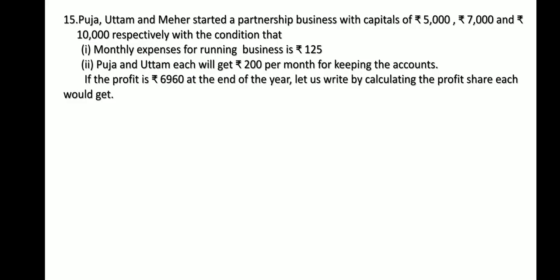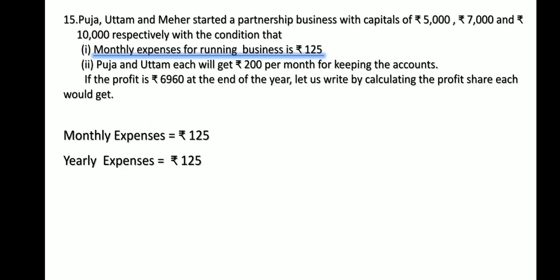So Pooja, Uttam and Meher started a business with capitals of 5,000, 7,000 and 10,000 respectively, with the condition that monthly expenses for running the business is 125. So this is the first thing that we get, that is the monthly expenses, which is rupees 125, and yearly expenses will be 125 into 12, because there are 12 months in a year, so that gives us a total of 1500. So this is the expenses for running the business.